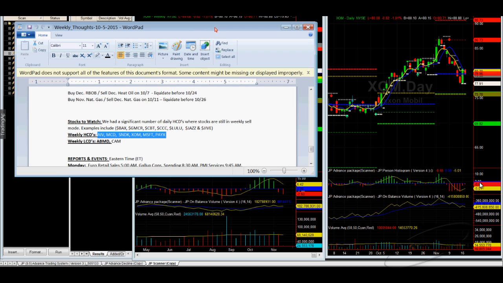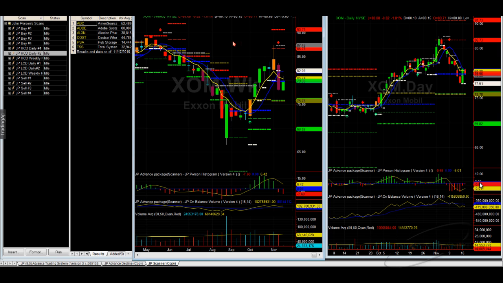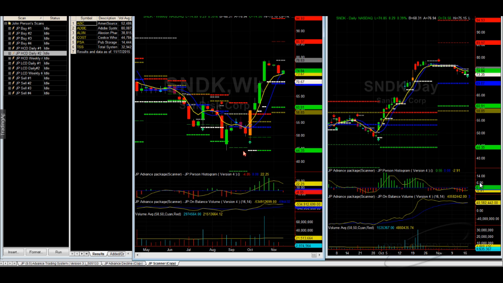One other one was SanDisk, SNDK. If you guys recall SanDisk, I mean, for an option trader, again, momentum, volume. I'm not sure up to this point what the heck the volume bars were telling you, but the volume certainly spiked up here well after the buy signal of the high close doji.